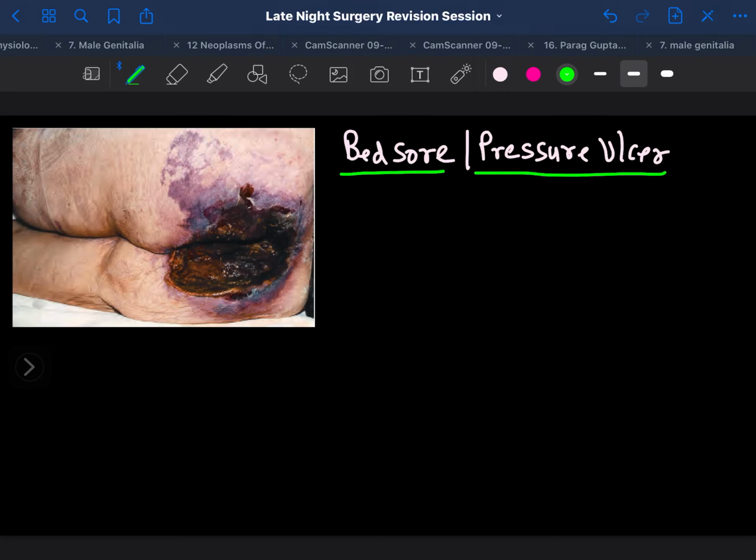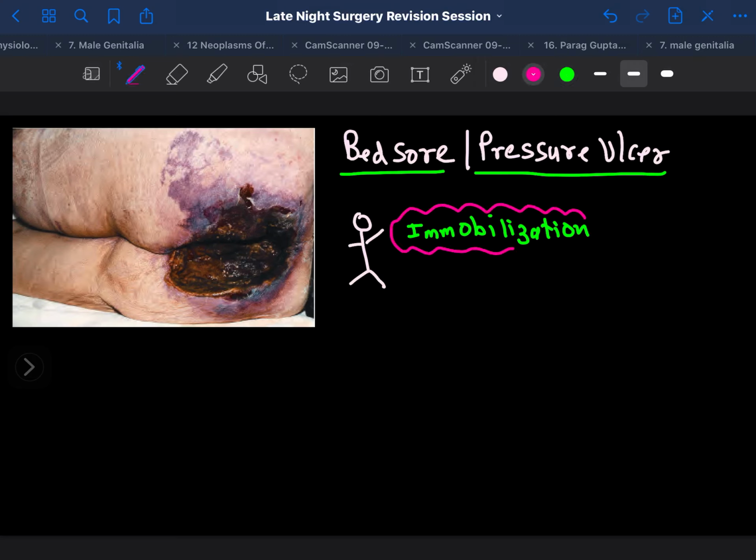Now let us first understand why this happens. Most probably in this particular patient, the patient must have got immobilized. The most important predisposing factor for the formation of a bedsore is immobilization. What can be the reason for this immobilization? Either the patient has some pelvic fracture, or is in a post-operative state where the patient cannot move, or has some kind of paralysis where the patient cannot get up from the position and go to different places. So immobilization is one of the key features for the development of a bedsore.